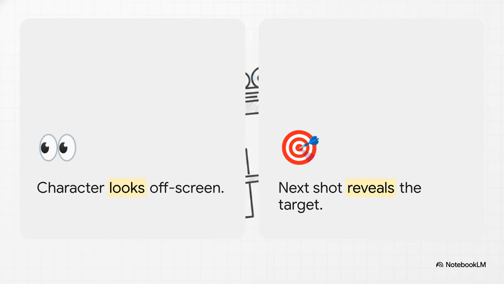Next up is the eyeline match. Think of it this way. If a character looks off to their left, the very next shot absolutely has to reveal what they are looking at from the proper angle. Getting those eyelines right is crucial because it helps the audience instantly grasp the spatial relationships in the scene. It anchors us geographically inside the world of the film.